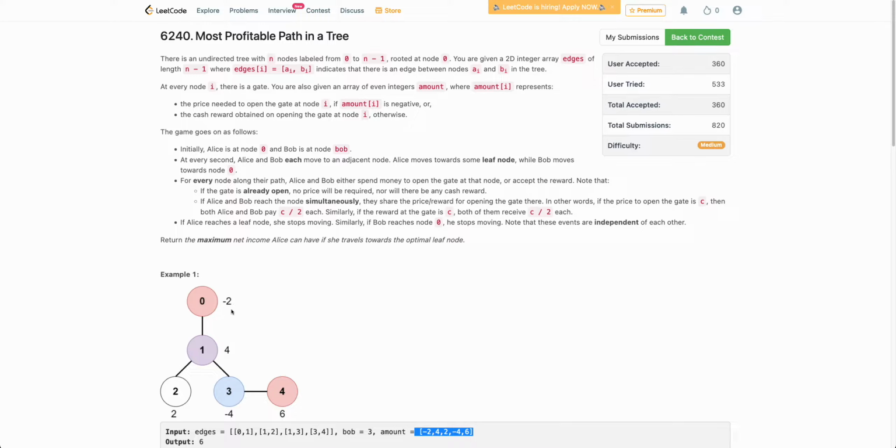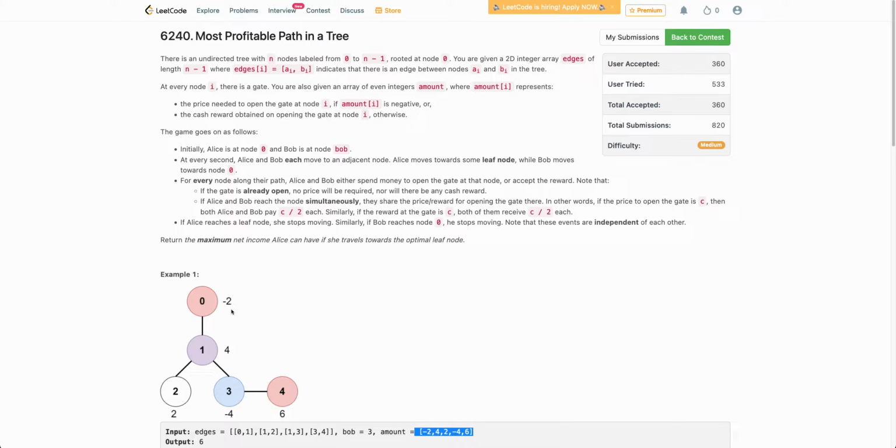The amount can be positive or negative as well. Now, as said, there are two players, Alice and Bob. Alice will start at node 0. Bob will start somewhere below, let's say at node 3. The initial position of Bob is given, and Alice will always start at node 0. Alice will move downward and will end the journey at any of the leaf nodes. Bob will move upward and he will end the journey at the root node, that is 0.